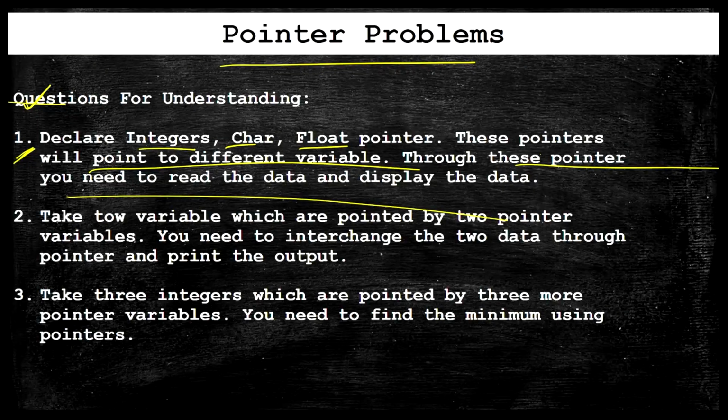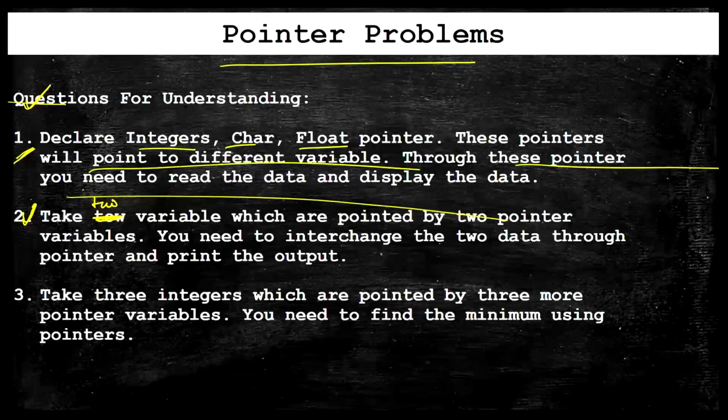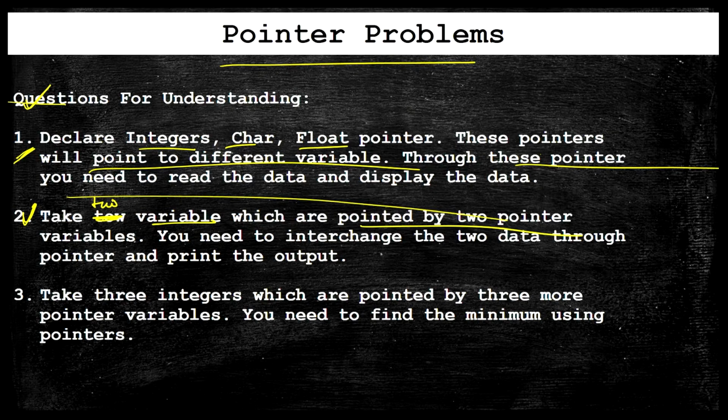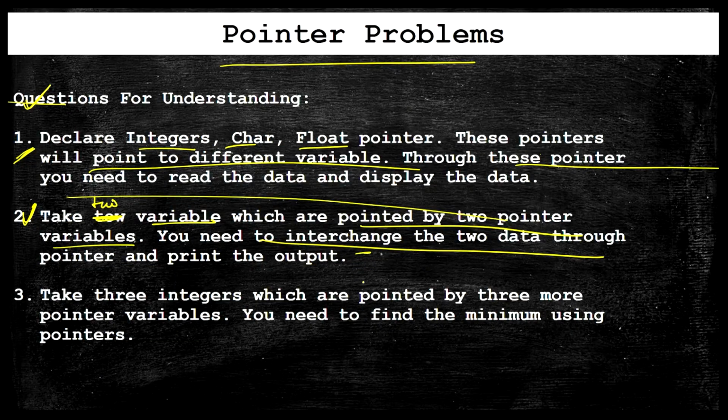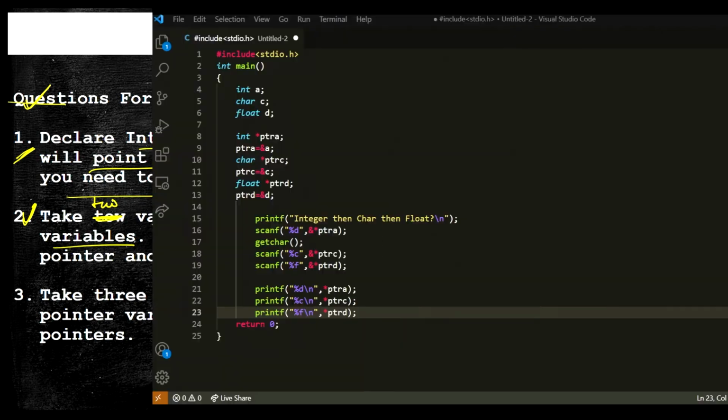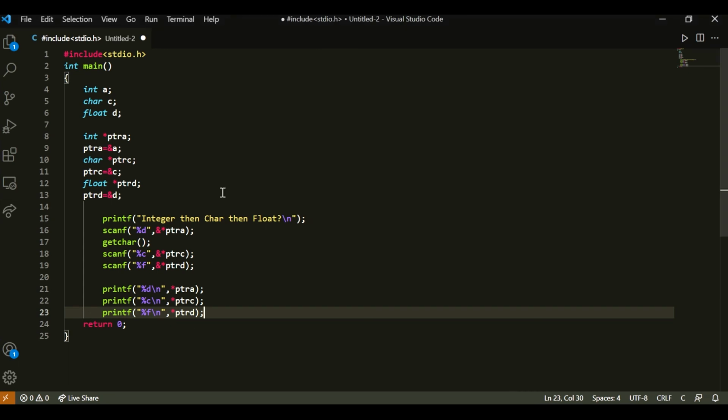So this is our second question. Let's see what the second question says to us. It is saying, take 2 variables which are pointed by two pointer variables, you need to interchange the data of the pointers using pointers and print the output. That is, in other words, we have to swap. We have to swap the values of two variables using pointers. Very good. Very easy. Let's do it now.